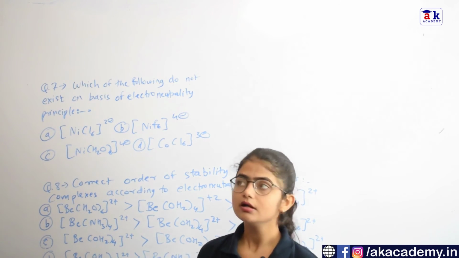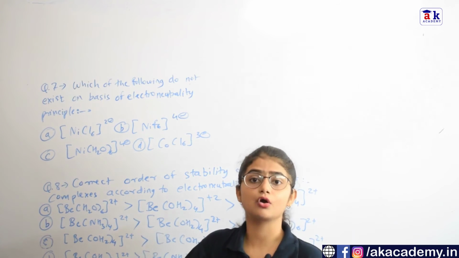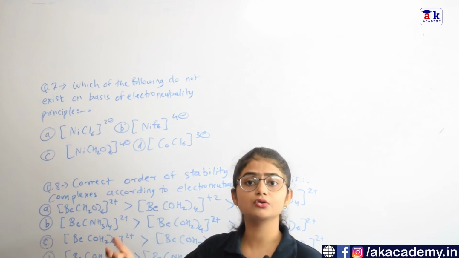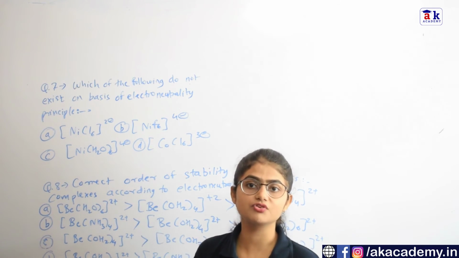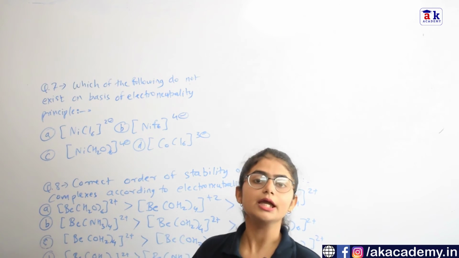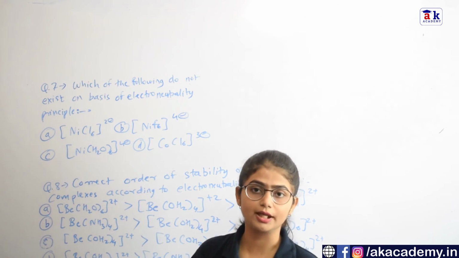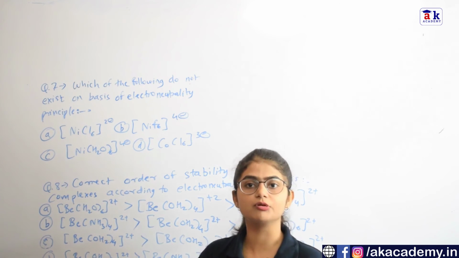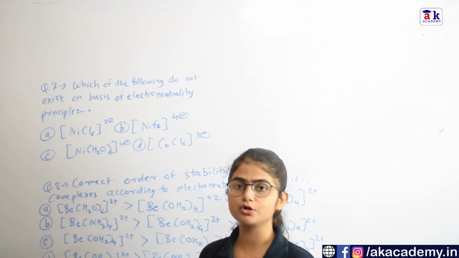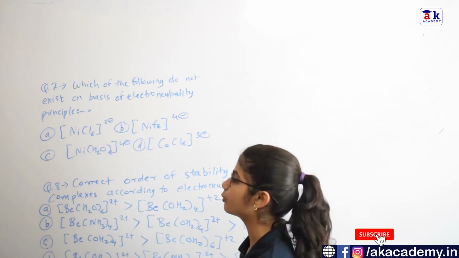And the fourth way: suppose the metal is in a higher oxidation state. The higher the oxidation state, the more electron deficient it will be, so it will be able to take more electrons donated by the ligands, and there will be more stability. So this was a part of revision. Now let us discuss the questions based on it.